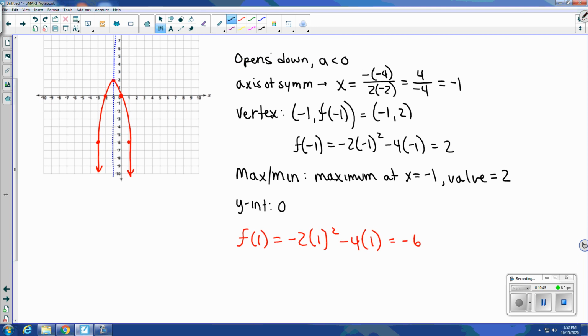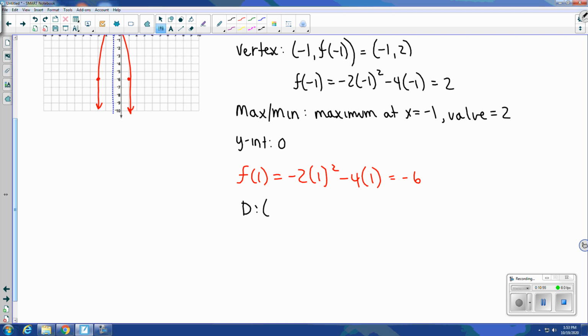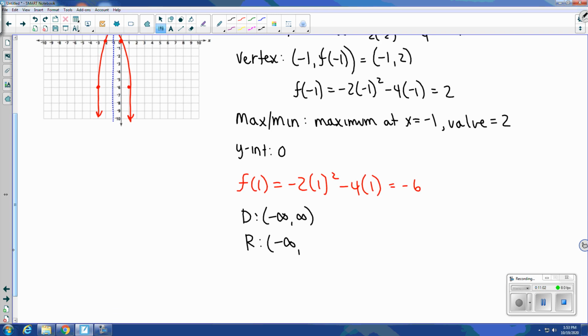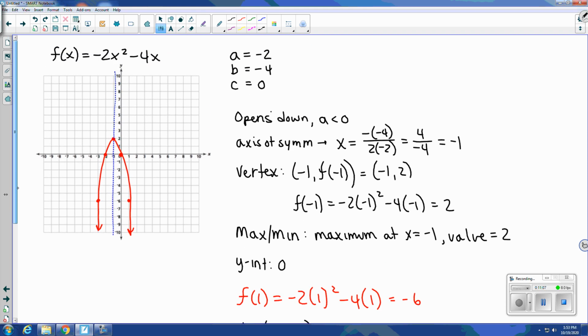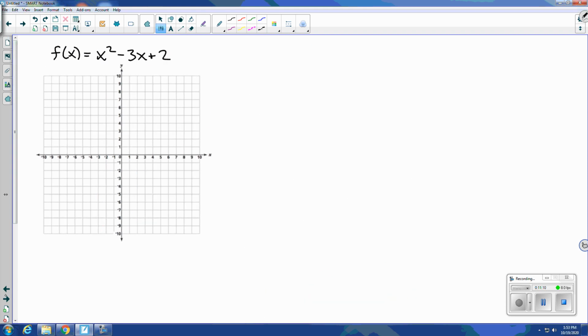Let's include domain and range. Domain, all real numbers. Range, negative infinity up to 2. And there's a problem with a standard form quadratic. And last one. A is equal to 1, B is equal to negative 3, C is equal to 2. Opens up because A is positive.